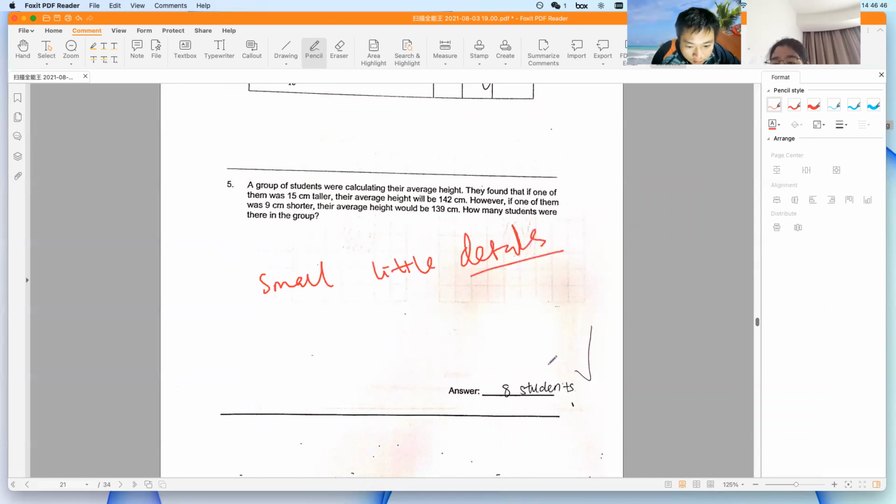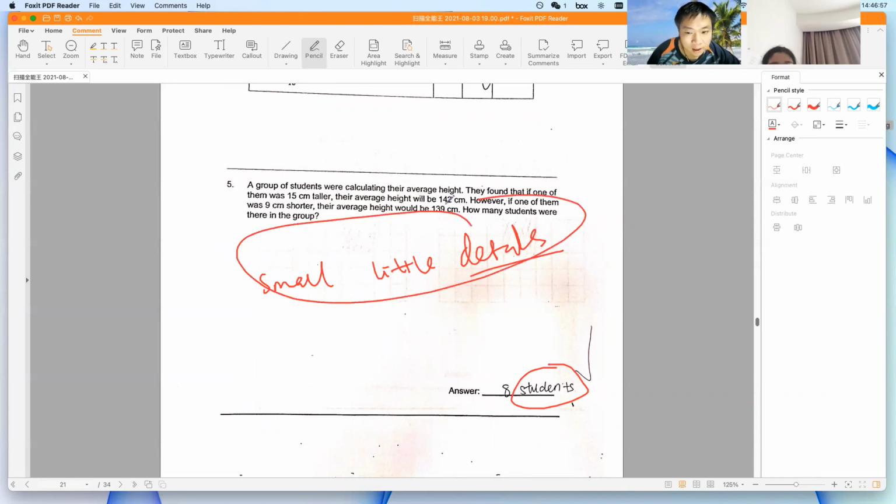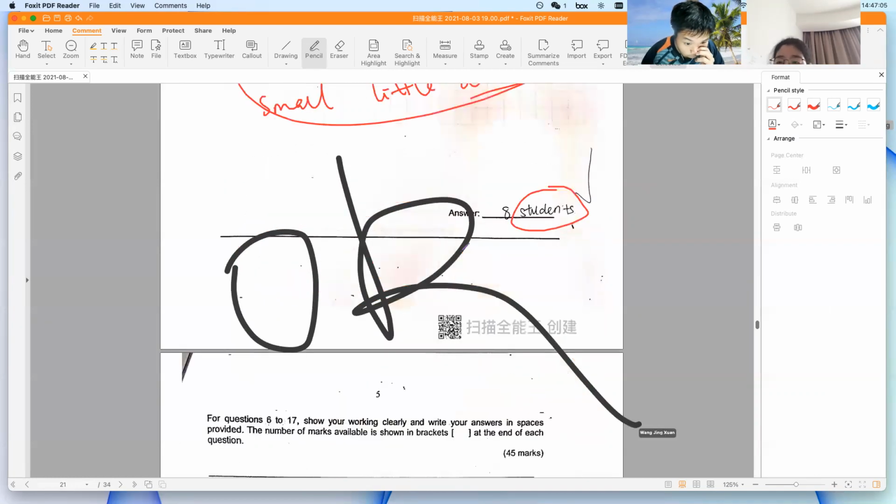Because these days we have to touch up on all those small little details already. Things like this, the unit. Because now we are aiming for more than 95%. If you are not aiming for 90 and above, I think all the small little things we can ignore, but we are aiming for that. So every small little detail we have to pay attention to. Okay. Good.